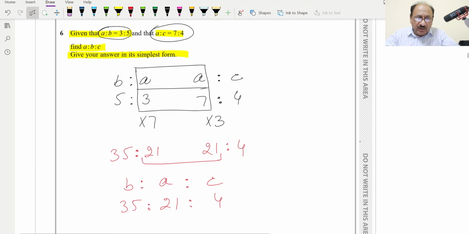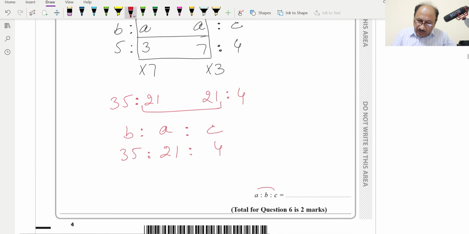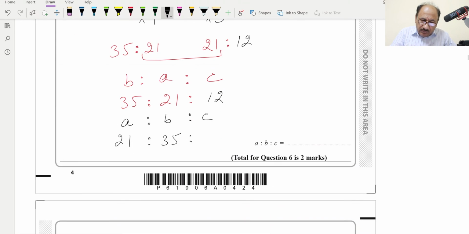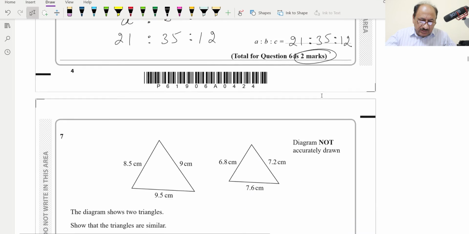But we have to provide the answer as ABC ratio in this sequence, so we will write A first. Our answer will be: A will be 21 ratio B will be 35 ratio C will be 12 basically, not 4. We multiply 3 by 4, which is 12, so it should be 12 over here. We'll rectify this, and we can give the ABC ratio answer over here like this. This was a 2 mark question, which was so easy. You just have to arrange them.